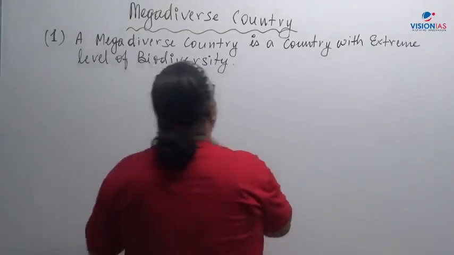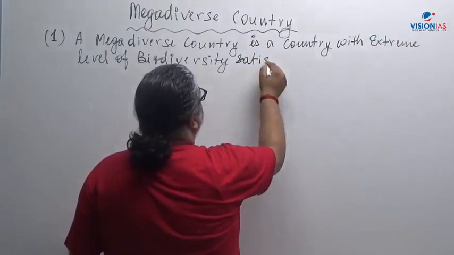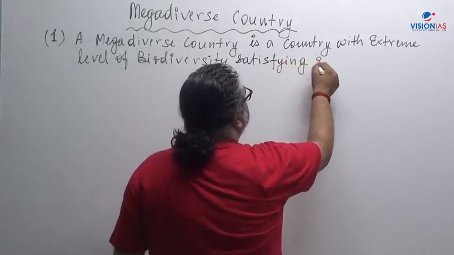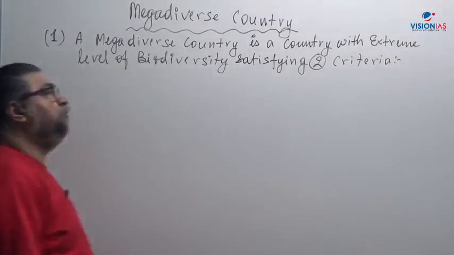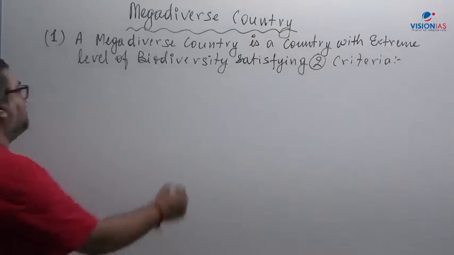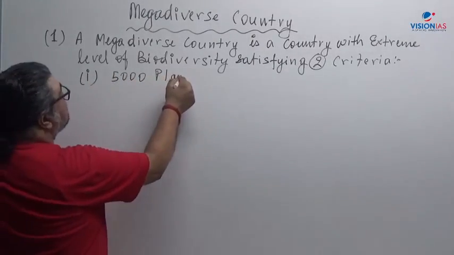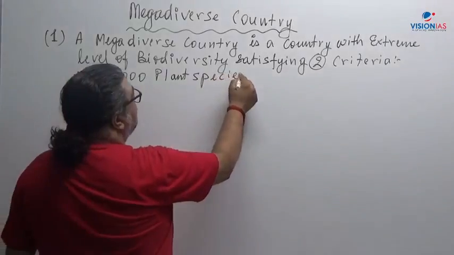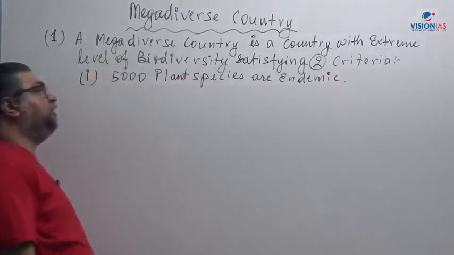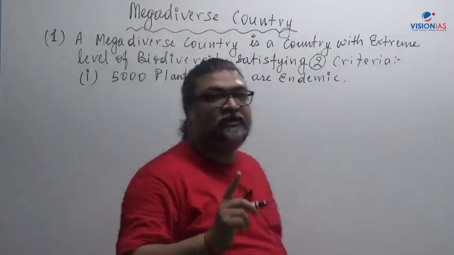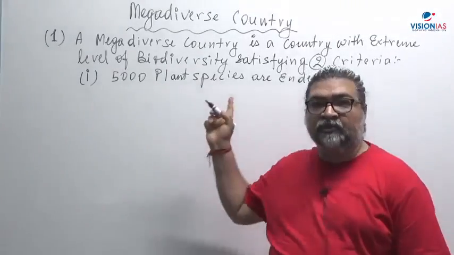Satisfying two criteria. It was like this concept was given here, right? Now here again two criteria are there. Not all countries in the world will be called as a mega diverse country. India is one among 17 mega diverse countries. The two criteria here: first, 5,000 plant species are endemic. What is the first criteria here? There are minimum 5,000 plant species found in that country only, nowhere else. So 5,000 plants as an endemic part.